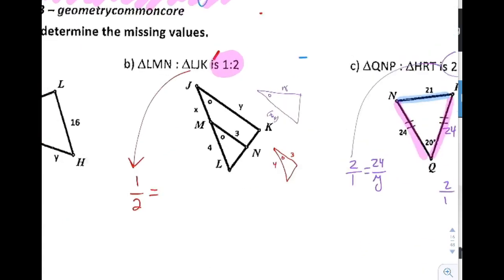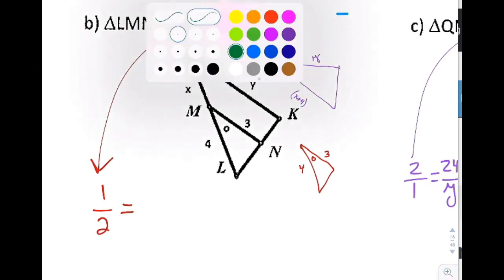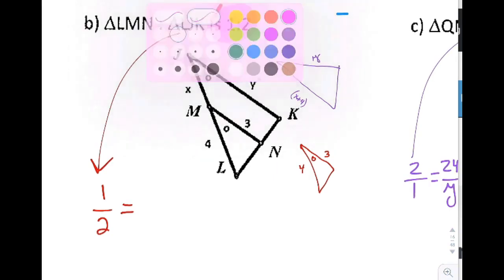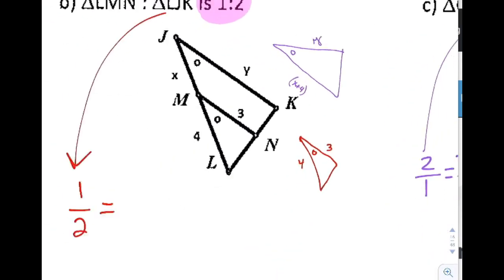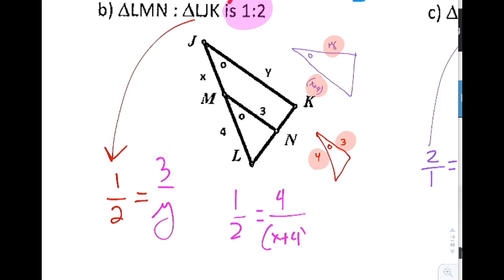The next one gives you the scale factor of 1 to 2. So I start off with 1 is to 2, and I redrew them both over here. I took them apart and redrew them. So 1 is to 2 is small is to big, so then you can go small is to big. 3 is to y. Start over again. 1 is to 2 as small is to big. 4 over x plus 4. You cross multiply and solve from there.